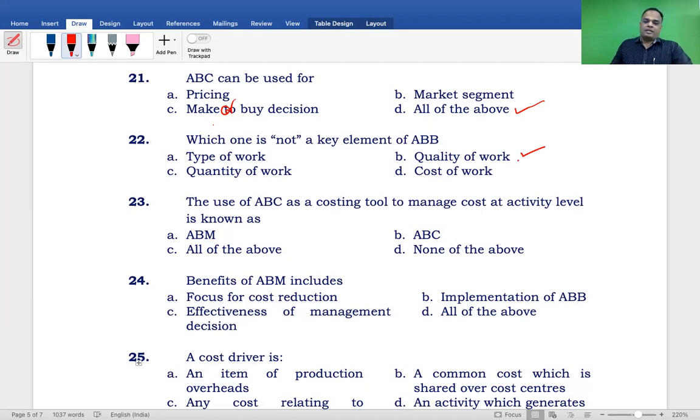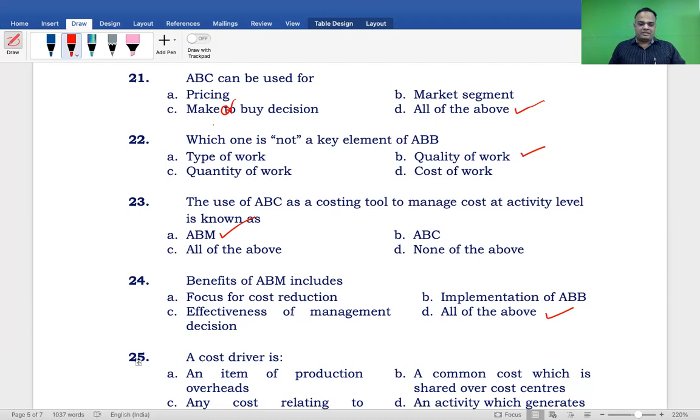Okay. The use of ABC as a costing tool to manage cost at activity level is known as ABM. ABM represents activity based management. ABC, all of the above, none of the above. ABM, activity based management. Benefits of activity based management include focus for cost reduction, implementation of ABB activity based budget, effectiveness of management decision, all of the above. Managing everything is called activity based management.